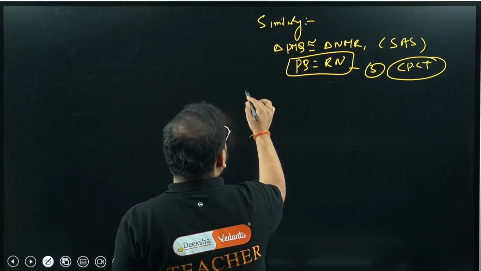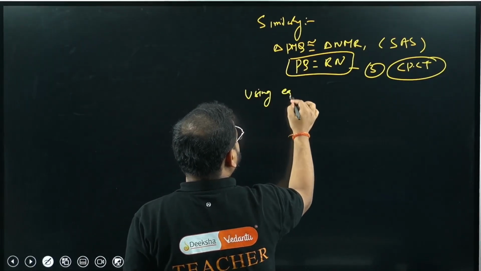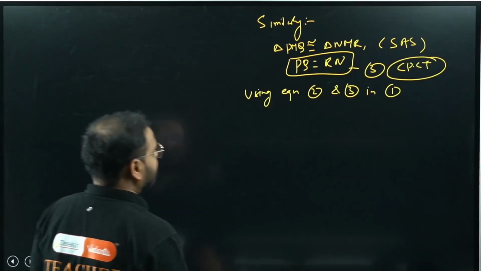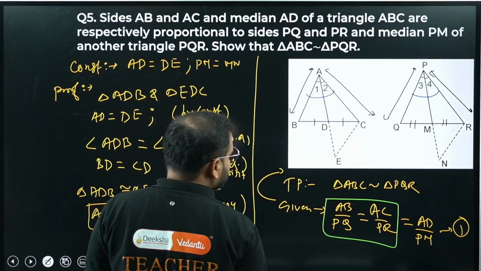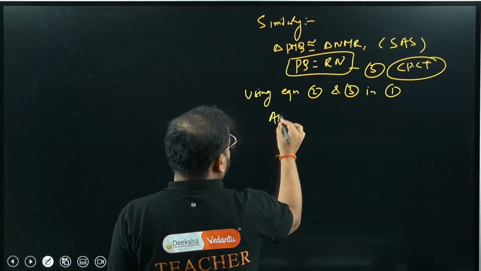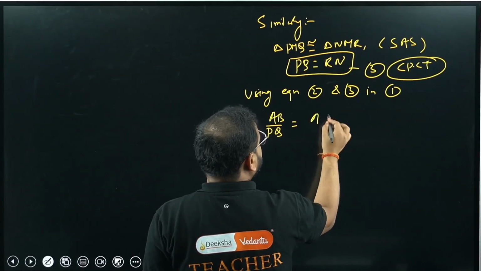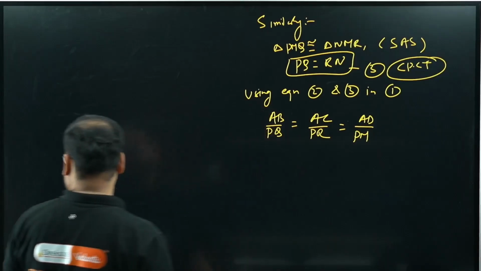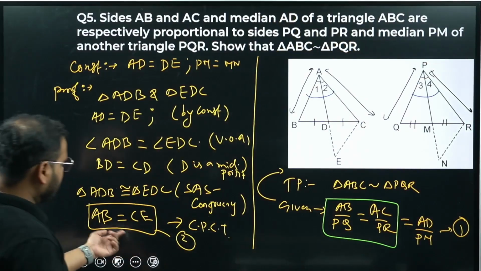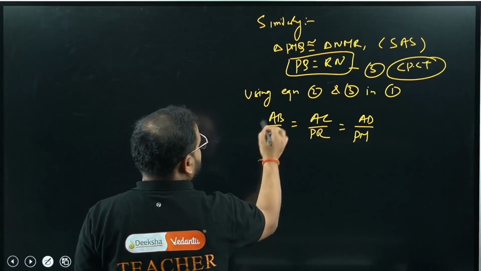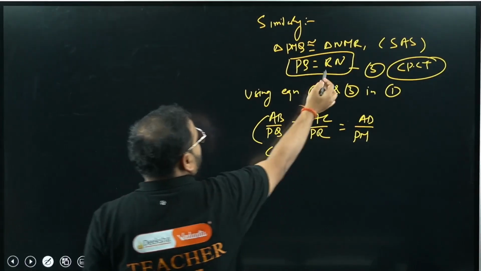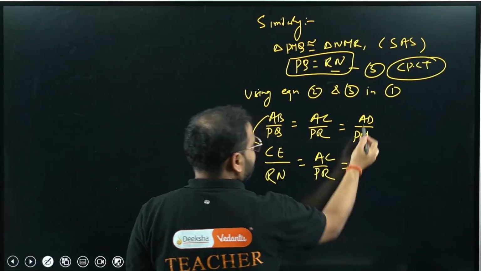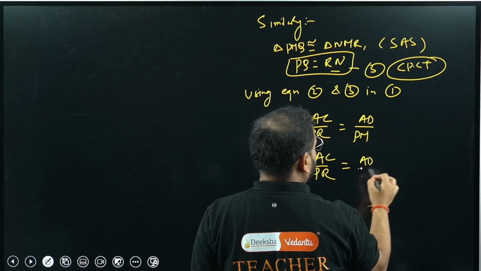Now what are we going to do? Using equations 2 and 3 in equation number 1. Write equation number 1 first: AB by PQ equals AC by PR equals AD by PM. From equation number 2, AB goes to CE, and PQ goes to RN. Keep AC as it is, PR as it is, and AD as it is as well.